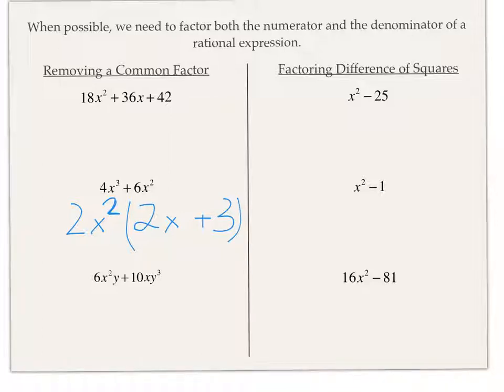I'm just going to give you like 2 minutes. Try doing the other ones. Try doing the one above it and below it. So 18x squared plus 36x plus 42. Just remove a common factor from that. And then on the bottom, 6x squared y plus 10xy cubed. Try doing that one. Try doing these two.